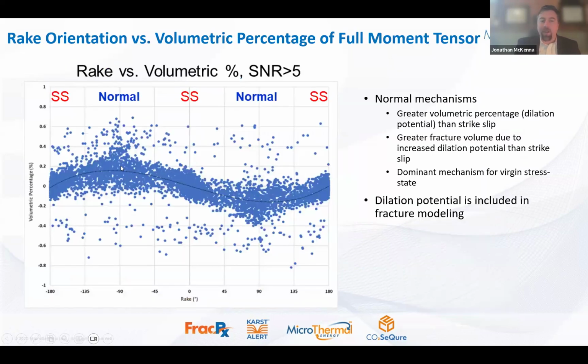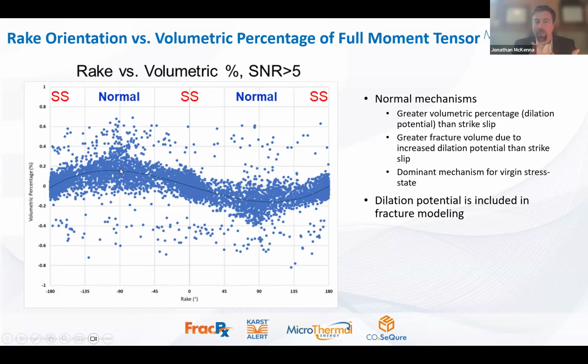And it's also important to note that our apertures, or the fracture opening, is also determined by the full moment tensor of the focal mechanism itself. And so for this example, we're showing this change in fracture volumetric percentage, or how much that fracture is opening. And we see that typically in a normal stress regime, the normal dip slip fractures that we see have the greatest amount of fracture opening.